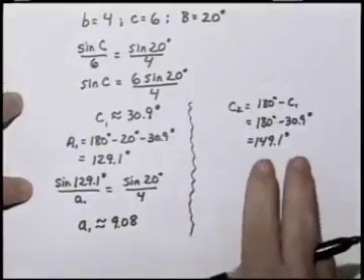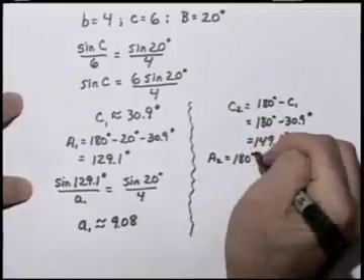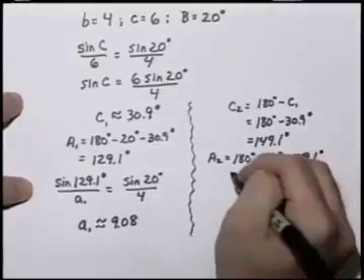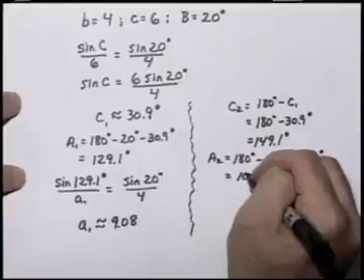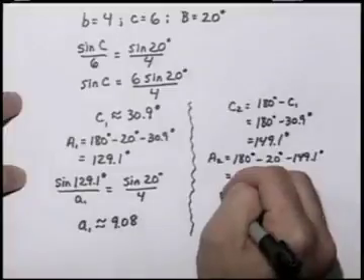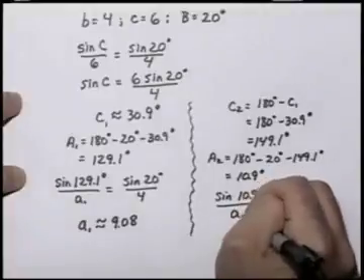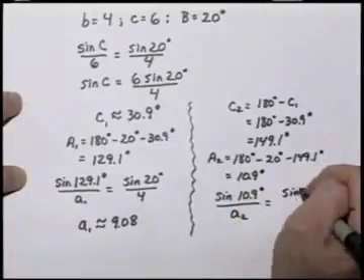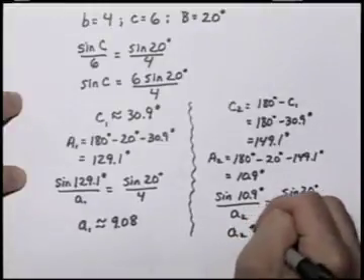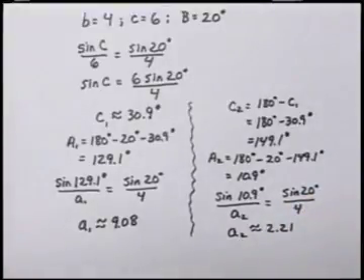9.08 units. Over here, I would have that the angle A2 is 180 degrees minus 20 degrees minus 149.1 degrees, or that A2 is 10.9 degrees. Then, to find the length A2, I take the sine of 10.9 degrees divided by A2 equals the sine of 20 degrees over 4. Solve this for A2, I get that A2 is about 2.21 units. So there are the results of the two triangles.